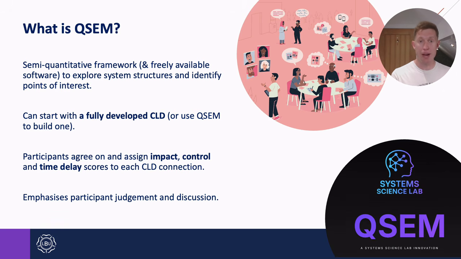So when we talk about impact, we mean the degree to which factor A has an impact upon factor B. When we talk about control, we mean the extent to which we can control that relationship between A and B. And when we talk about time delay, we mean how long it will take before we see an impact from A on B. And this is the part of the process that makes QSEM stand apart.